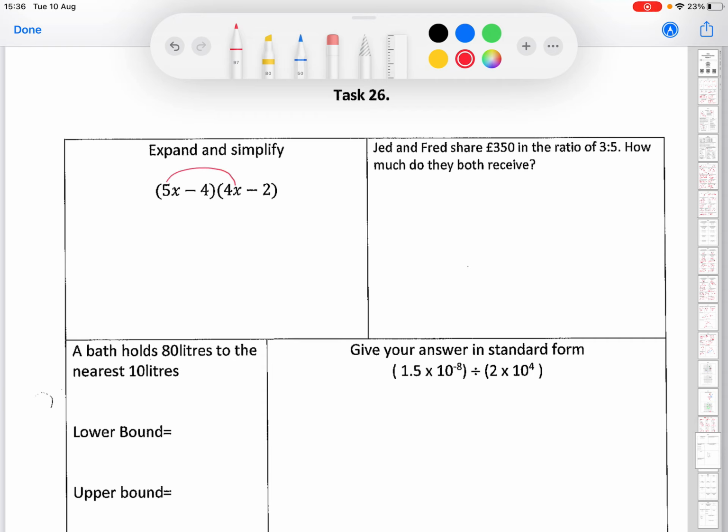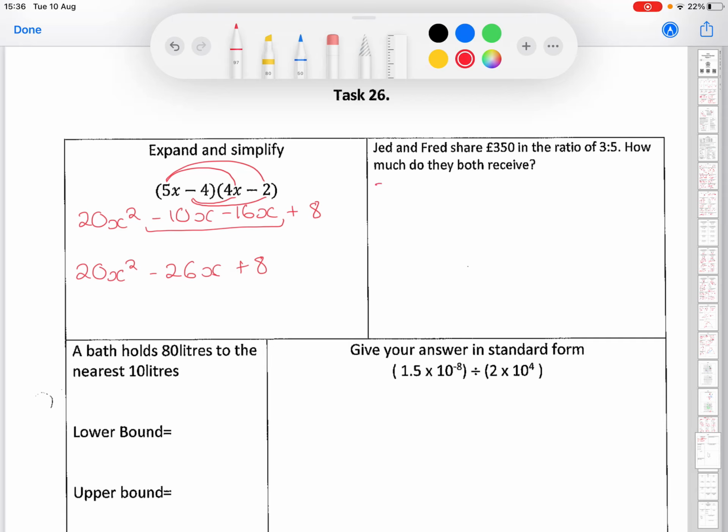For task 26, first of all, we're going to expand a bracket. So this is FOIL, so we need to do our first one. So we do 5x times 4x, that's 20x squared. Then we do 5x times -2, that's -10x. Then we do -4 times 4x, that's -16x. And we do -4 times -2, which is positive 8. Then we can only simplify these middle ones. So we've got 20x squared, -26x, and we're going to add 8. So that's it. That's the answer.